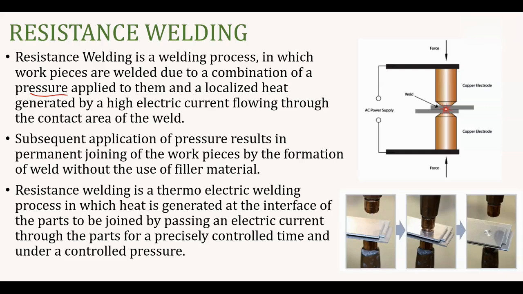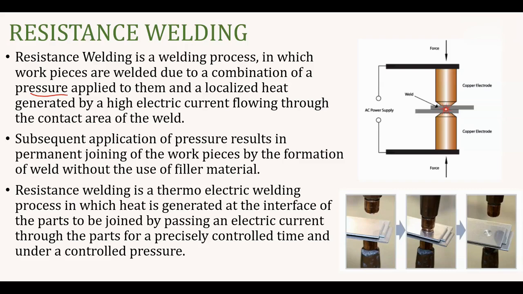In the previous welding processes, we have seen that the heat is created only because of electrical energy. The electrical energy is converted into heat energy and the molten material is formed. Whereas in resistance welding, there is a combination of pressure and localized heat to develop the weld. Application of pressure results in permanent joining of the workpieces by formation of a weld without any use of filler material.